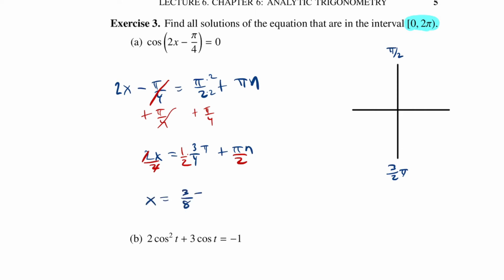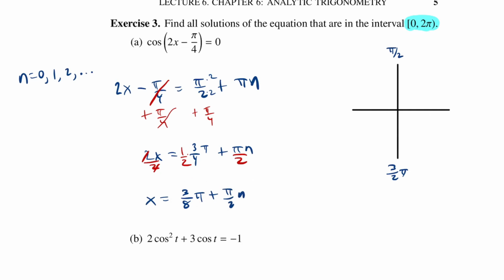However, because we're working with an interval, you have to substitute values for n, starting with n equal to 0, then 1, then 2, until you have exceeded 2 pi. So what do I mean by that? Let's plug in 0 for n. If you plug in 0, this term cancels and you just get 3/8 pi. So 3/8 pi, that's for the 0.